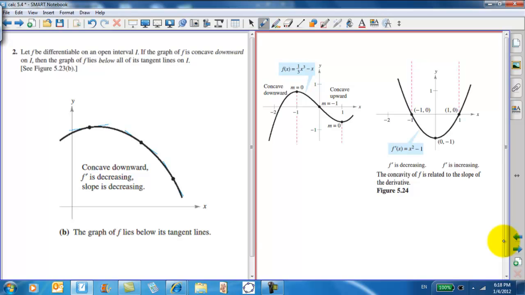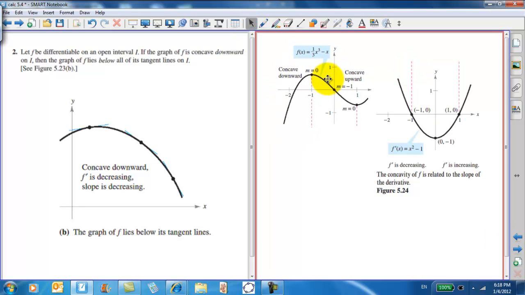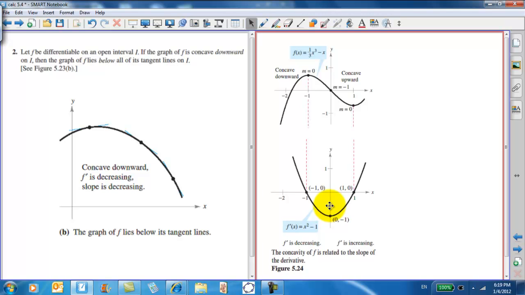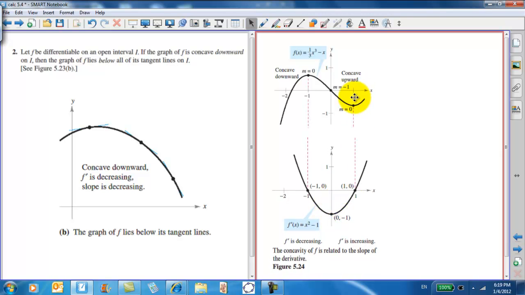Now let's see how this plays out when we actually look at a function. Here's a function, 1/3 x cubed minus x. Before, we could set the derivative equal to 0 to find out where we have our maxes and mins. These are critical values. Here's the derivative. I'm going to put it right underneath the function. And notice at x equals 1, the derivative is 0. At x equals negative 1, the derivative is 0. And sure enough, that's where we have a relative min and a relative max. But what happens here at 0, negative 1?